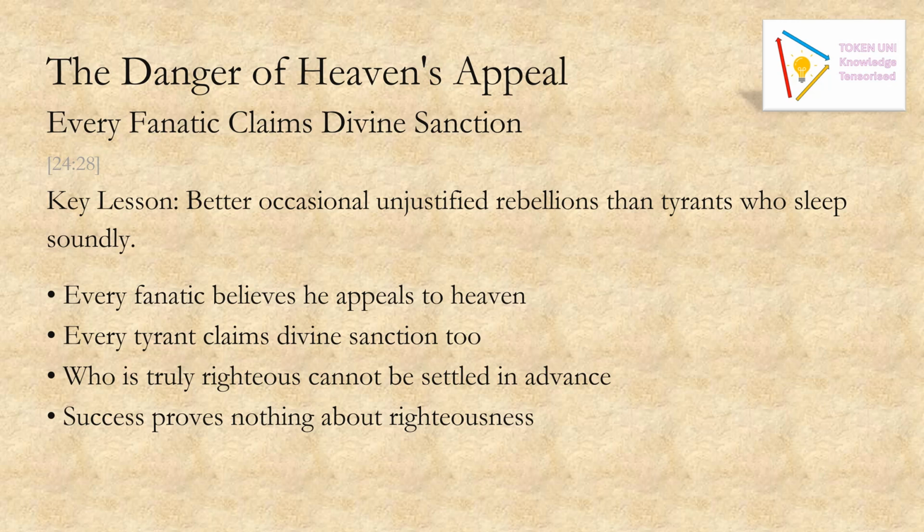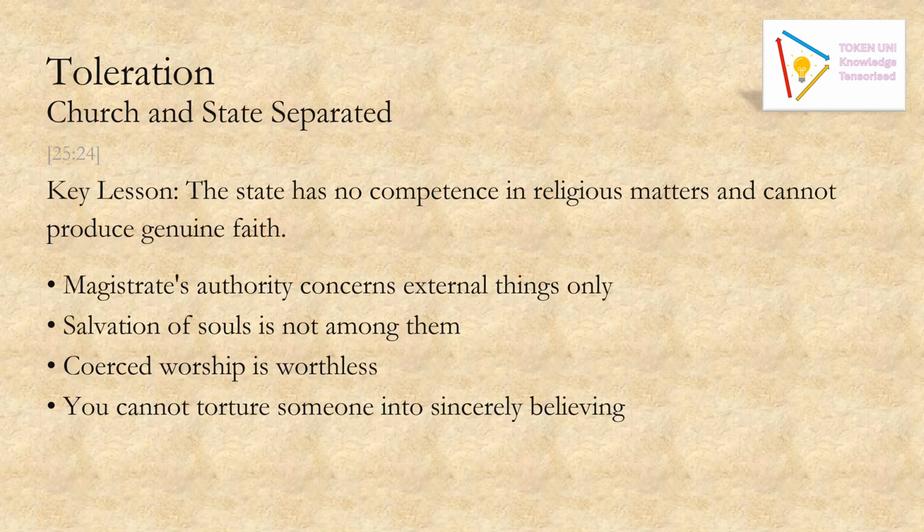Toleration. Locke's letter concerning toleration, published in the same year as the two treatises, addresses the relationship between church and state. It was written in Holland, where Locke had seen religious diversity coexisting with commercial prosperity, a practical demonstration that toleration need not mean chaos. His argument is simple and powerful.